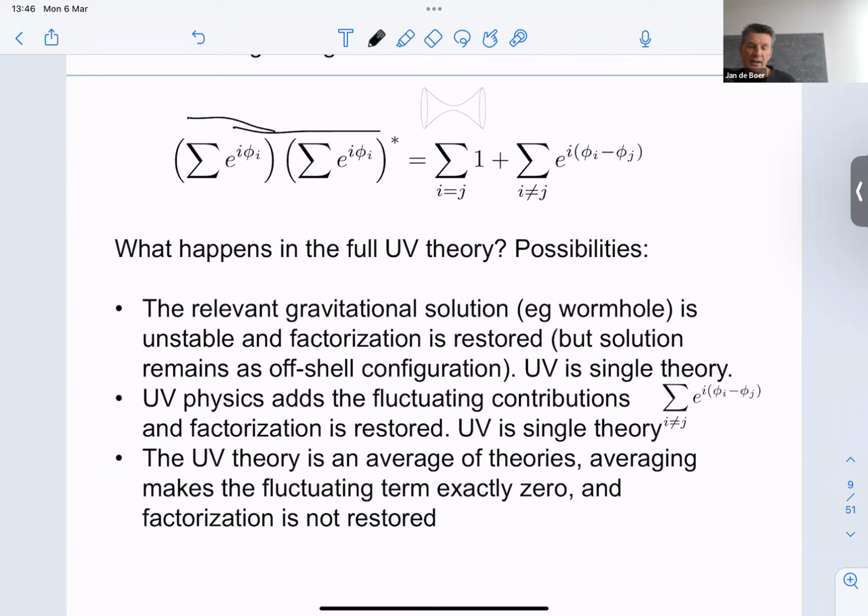My best guess right now, but it would be nice to have a better argument for it, is that it will be the first possibility that happens in general rather than the second one. But I don't have a very strong argument.